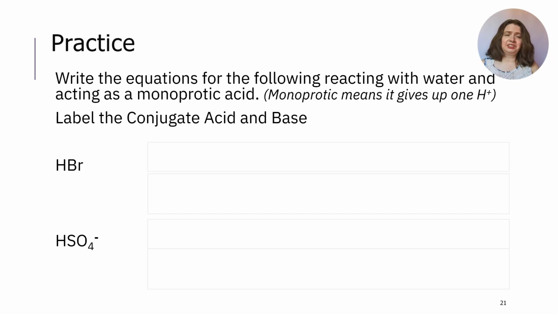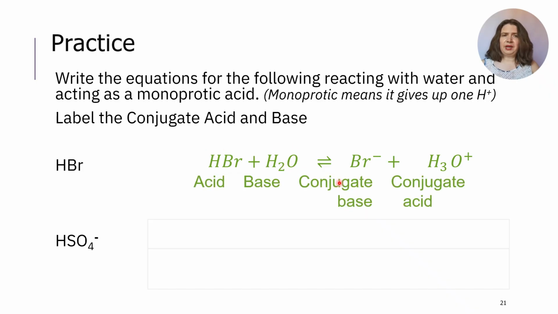Now let's write equations showing substances reacting with water while acting as monoprotic acids. A monoprotic acid donates one H+ ion. Our first substance is HBr. HBr acts as the acid, and water acts as the base. HBr plus H2O produces Br- plus H3O+. HBr is the acid. Water is the base. Br- is the conjugate base. H3O+ is the conjugate acid.